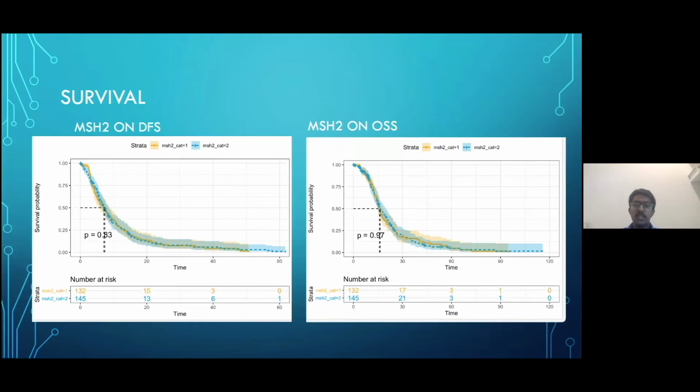On this slide, there are the Kaplan-Meier survival analysis plots. Kaplan-Meier plots are used to measure the amount of time a person is living after treatment. The first plot shows MSH2 on disease-free status, and the second plot shows MSH2 versus OSS. These tests show that there is no significant effect of MSH2 on DFS or OSS, and this completes my third objective of analyzing survival data.